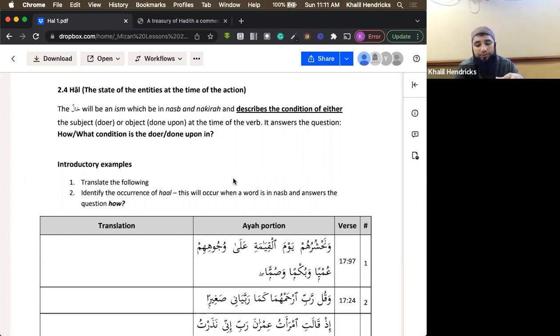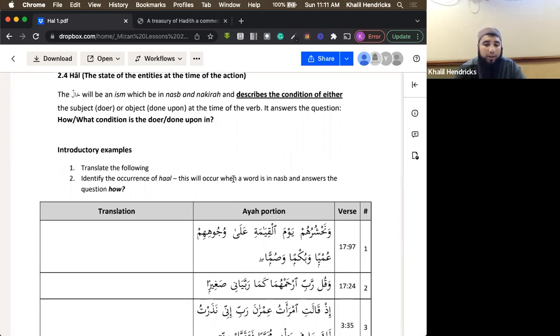So what else do we know about it? Hal will be an ism, and it will be in nasb. Usually, it will be nakira. And what does it do? It describes the condition of a thing, the condition of either the subject or an object.